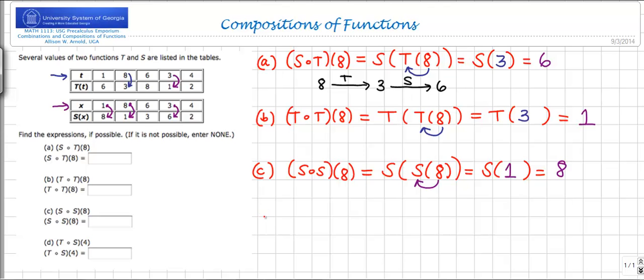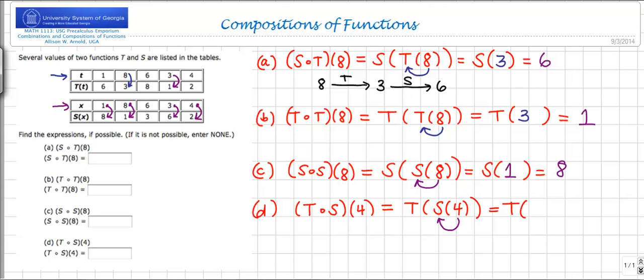And then finally, the last part is t composed with s of 4, which means t of s of 4. So if we take the function s and we substitute in 4 in a table, that looks like the following. 4 is assigned to the value of 2. So now we're looking for t of 2.